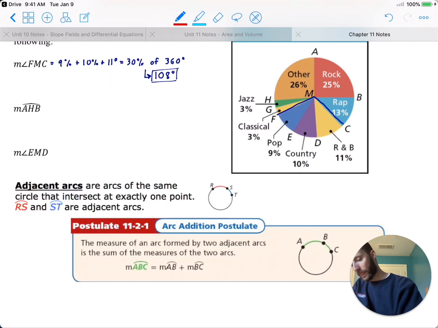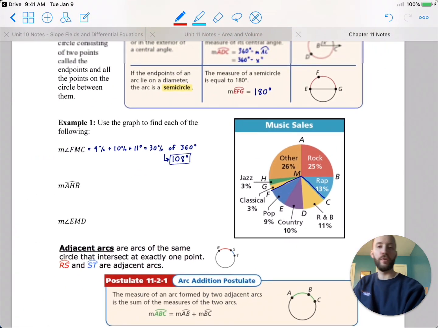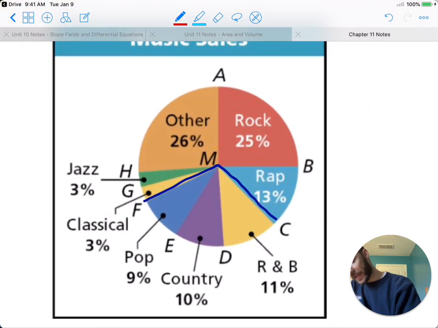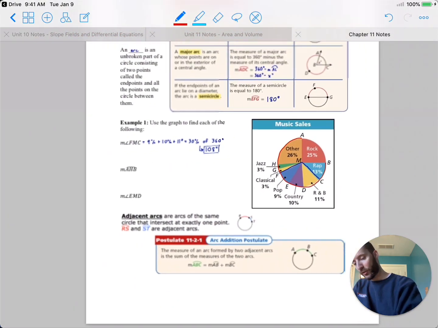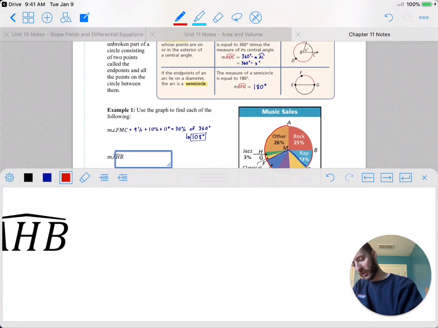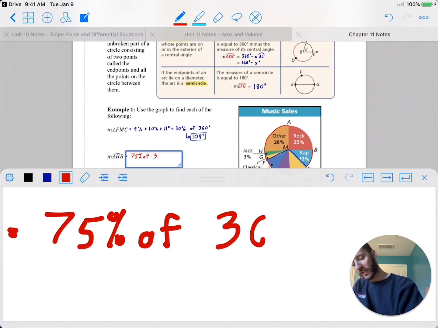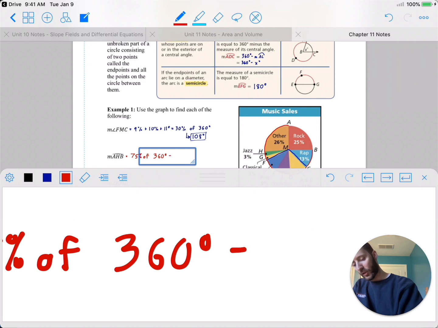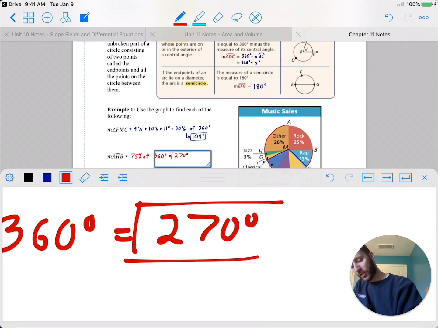For the measure of arc AHB, so A through H all the way to B. So that is 3/4 of the circle. So that is 75% of 360 degrees. So 3/4, 1/4 is 90. 3 90s, 270 degrees.